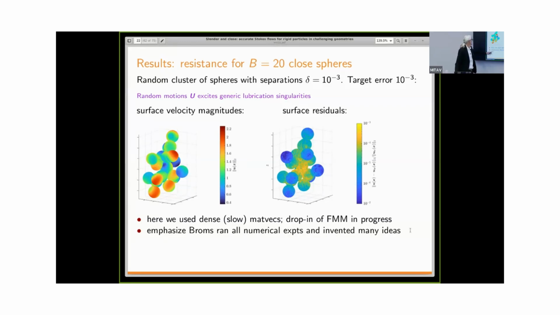And I'd just like to emphasize that Anna ran all of the numerical experiments, wrote all of the code for everything here, and we kind of co-invented a lot of the ideas.